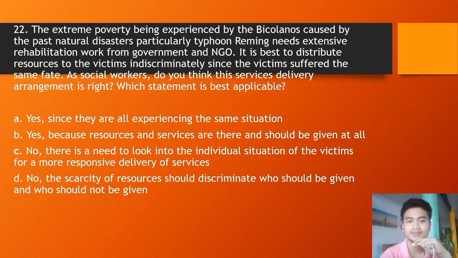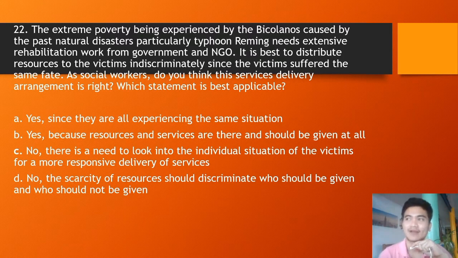No, there is no need to look in the individuals. There is a need to look into the individual situation of the victims for a more responsive delivery of services. Hindi rason kung sino ba dapat bigyan at sino dapat hindi bigyan. But the best option we have is there is a need for a more responsive delivery of services.